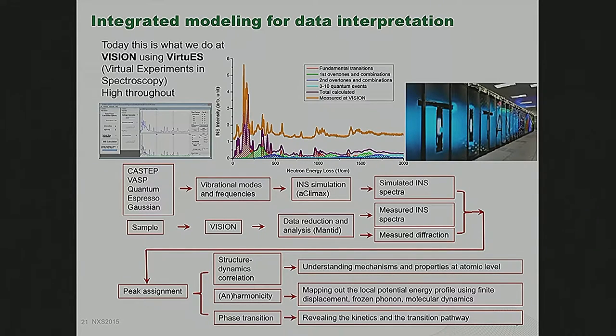We study other effects, for example, the effects of anharmonicity. We can map the local energy potential that the system essentially explores while it's moving. And this is very important, the effect of anharmonicity, response of phase transitions, all those things. And also, we try to understand kinetics and transition pathways. All of that we do measuring at 5 Kelvin. I forgot to mention that.